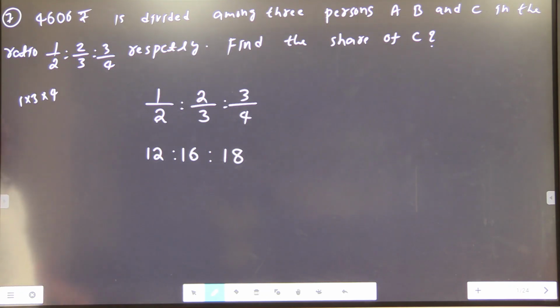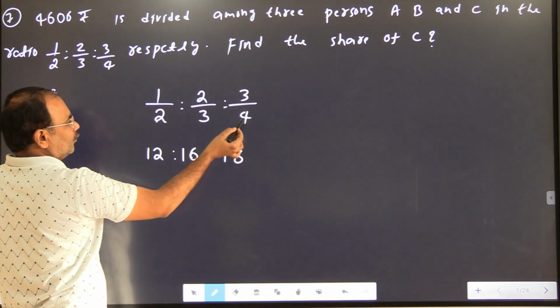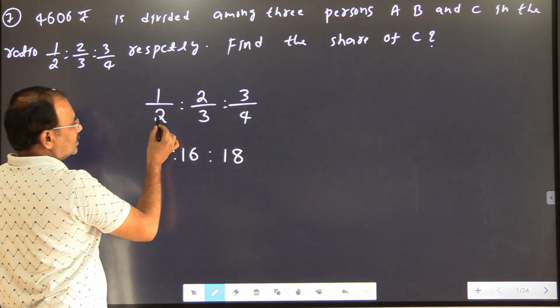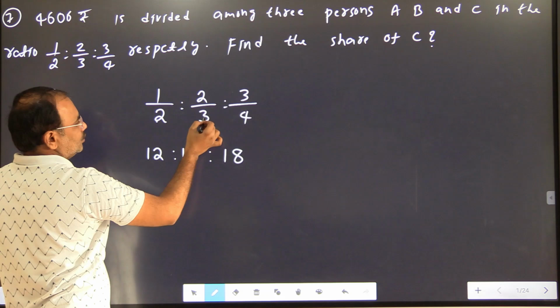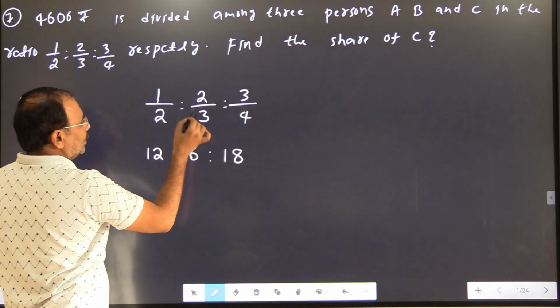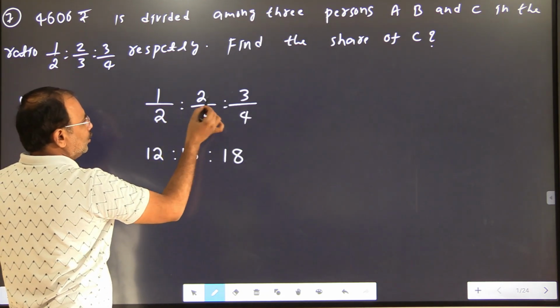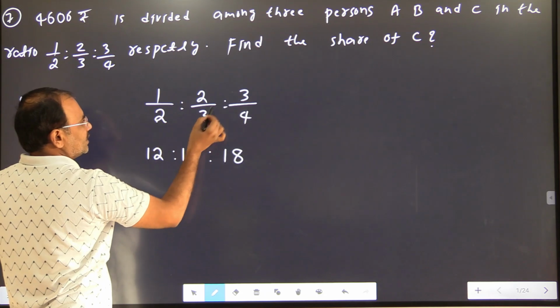Once again, what is the first term? 1 into 3 into 4. Next, what is the second term? 2 into 2 into 4. Then the last term, 3 into 3 into 2. So 1 into 3 into 4 is 12, 2 into 2 into 4 is 16, 2 into 3, 6, 6 into 3 is 18.